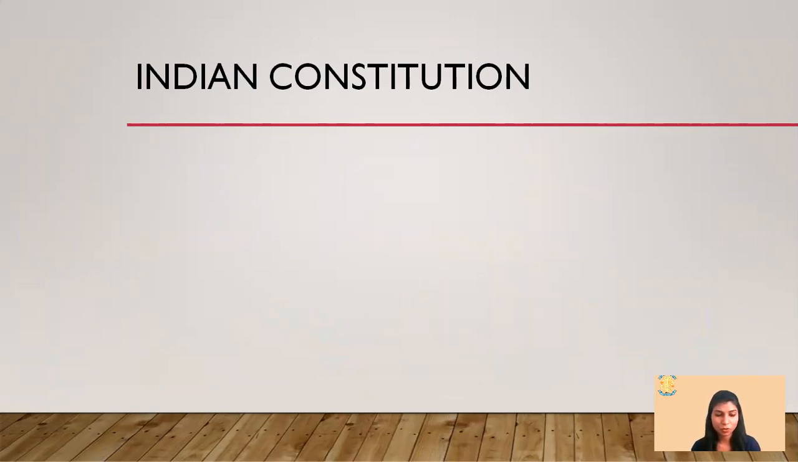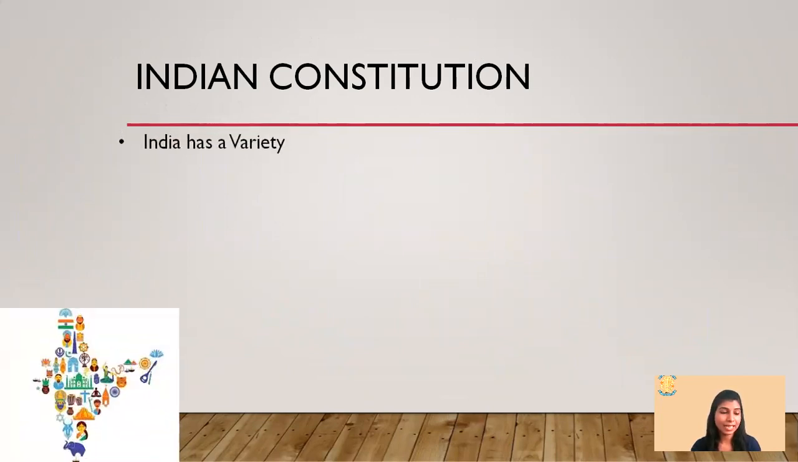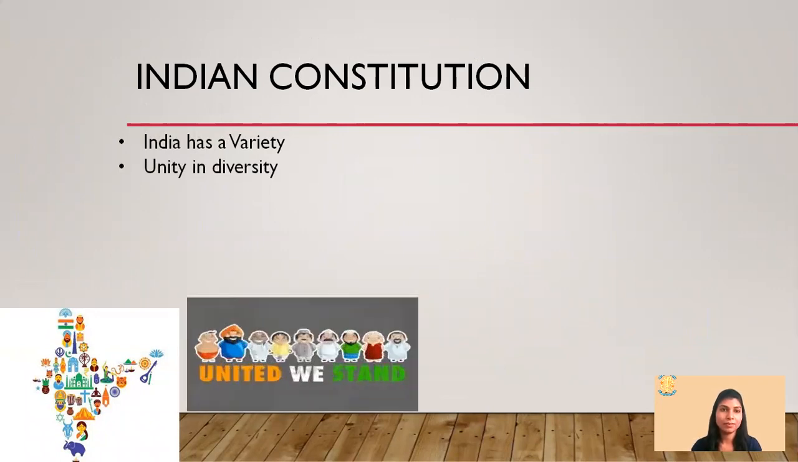Now we talk about the Indian constitution. What is special in our constitution that makes it different from other countries? We'll talk one by one. India has variety in the form of religion, language, people, and their culture. We have a huge variety in our country, so our constitution is also made in that way. Though we have a lot of variety, we also have unity in diversity, and the reason is the constitution only. Because of the constitution, we have succeeded in making unity in our diversity. India's constitution is the world's longest written constitution.